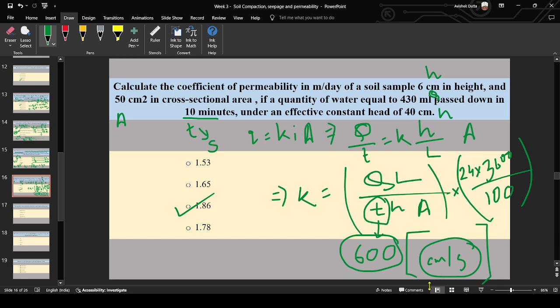Yes, it is 1.86. I hope it is clear. I go to the next question.